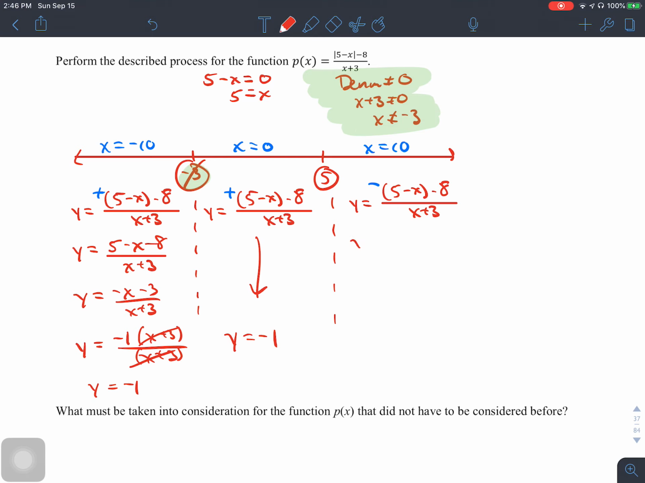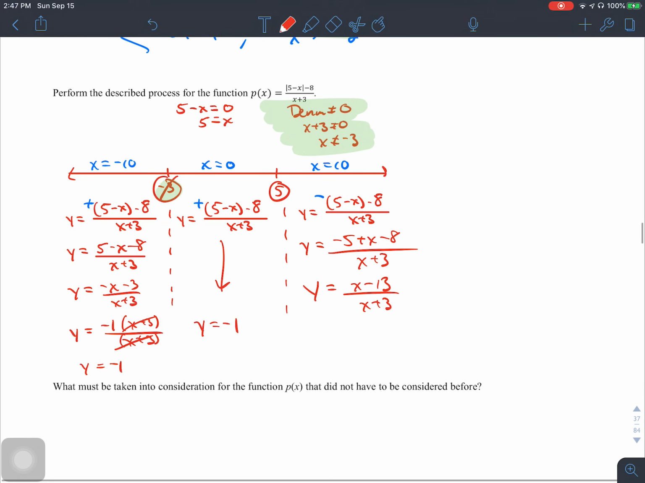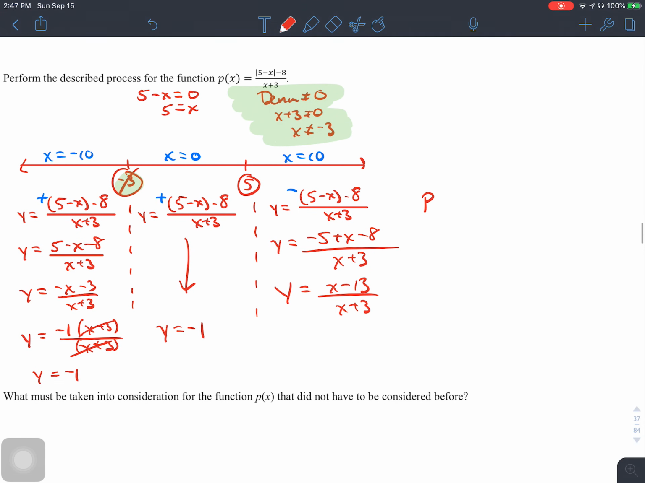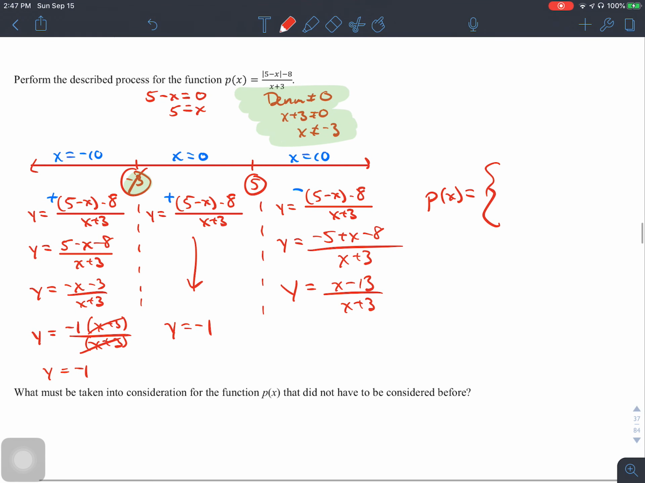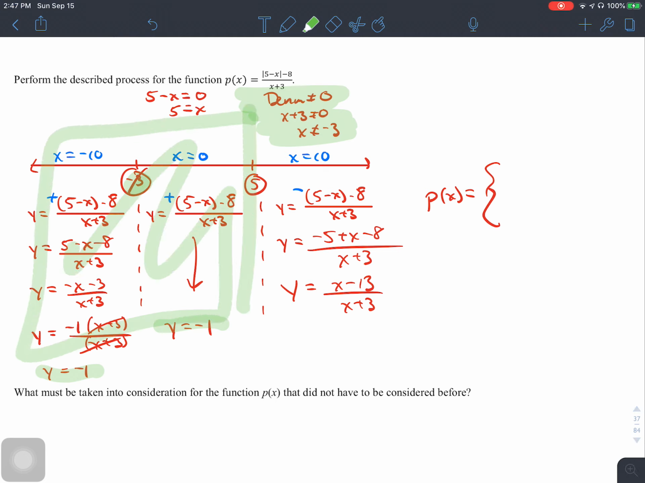Over here on the right, if you distribute the minus, we're going to get something different. Negative 5x plus x minus x over x plus 3. If we combine like terms, we're going to get x minus 13 over x plus 3. So now we just need to write down our function in interval notation. So we have p of x equals. Please keep in mind, we got the same answer for each of these. And this interval is everything to the left of 5, but not including negative 3.